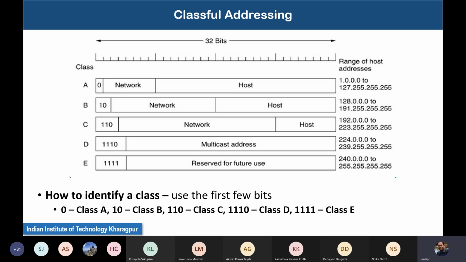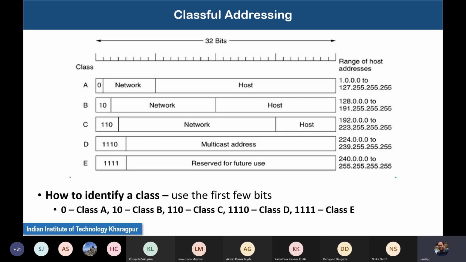Okay, so good morning to all of you again, and let us continue from where we stopped yesterday. Yesterday we started talking about the addressing scheme that is followed at the internet layer as a part of the IP addressing scheme.